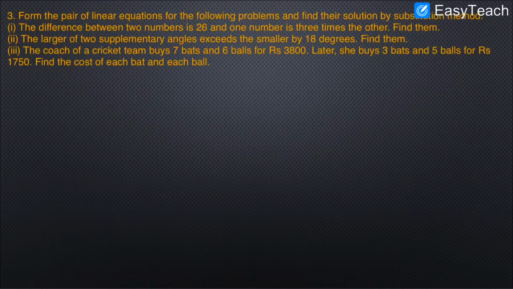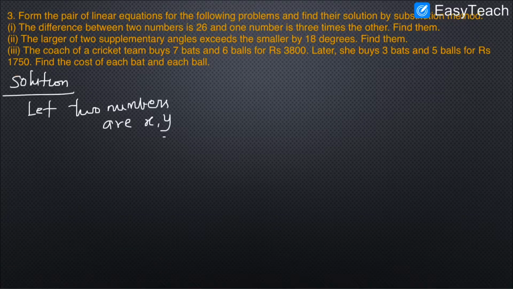Let's move on to the third problem. Form the pair of linear equations for the following problems and find their solution by substitution method. The first problem: the difference between two numbers is 26 and one number is 3 times the other. Find them. Let the two numbers be x and y. Here the difference between two numbers is 26. So you consider any one number as the bigger number, y or x, any one number. I consider y as the bigger number.